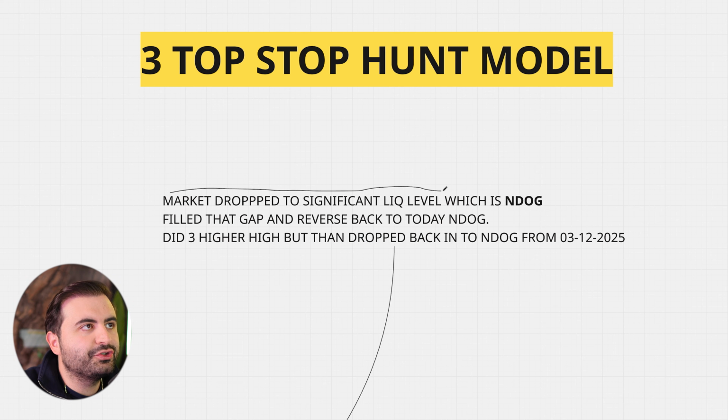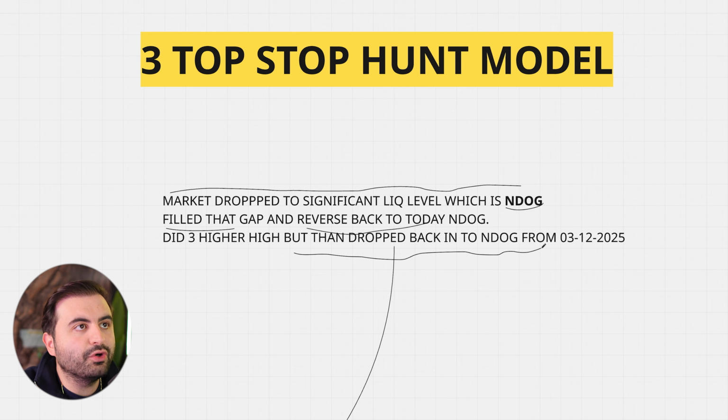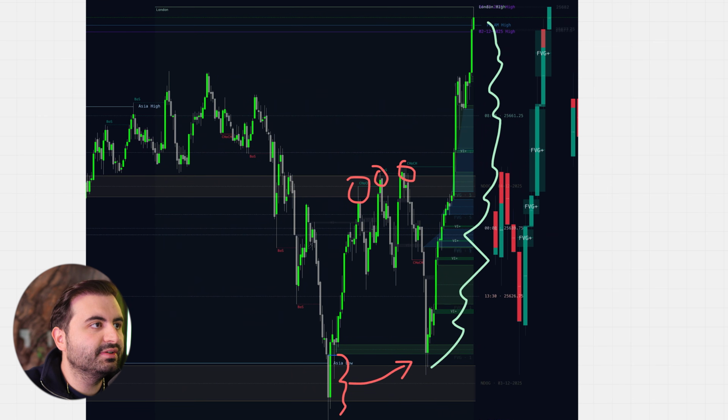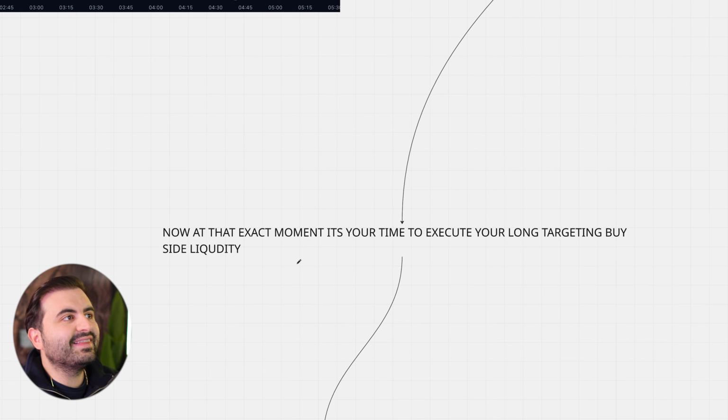Market dropped to a significant liquidity level, which is the NDOG, filled that gap, reversed back into today's NDOG, did 3 higher highs, but then dropped back into the NDOG from the 3rd of December. So this is what I'm talking about. Very easy to see. 3 top here, pull back into the NDOG, perfect trade. And at that exact moment, it's your time to execute your long targeting the buy side liquidity.